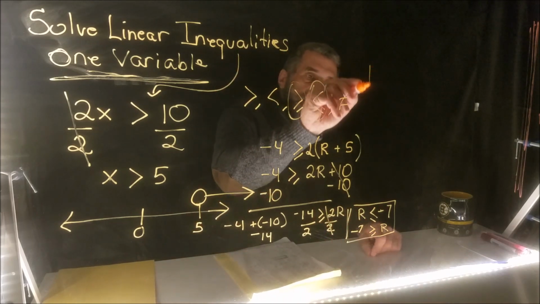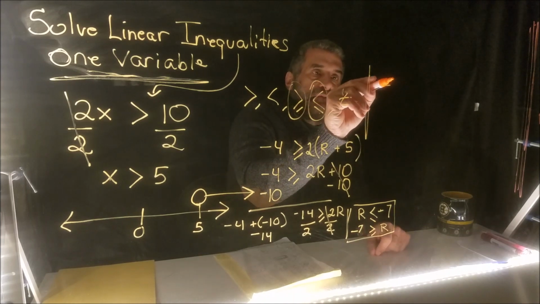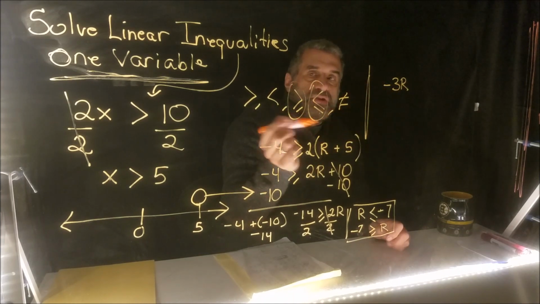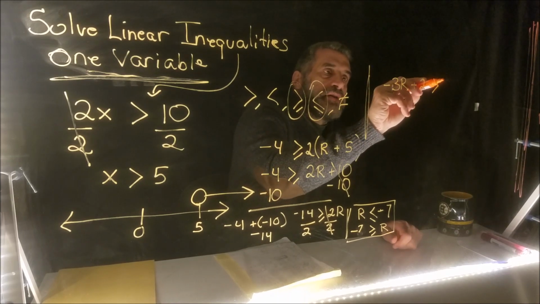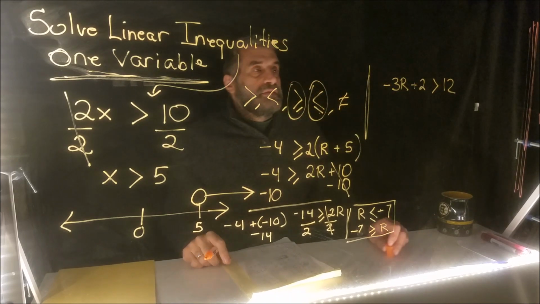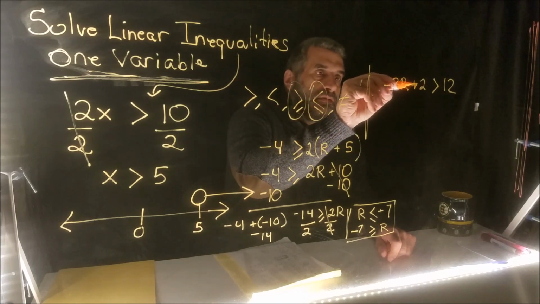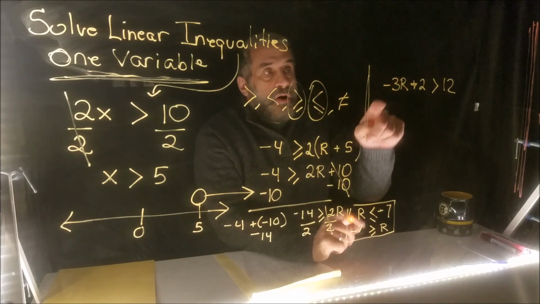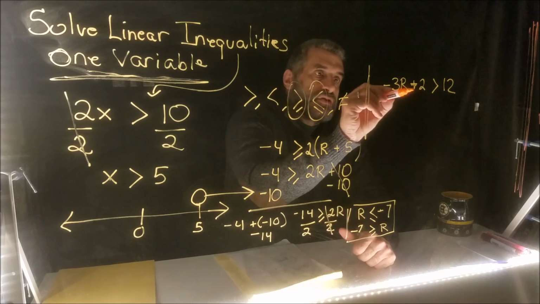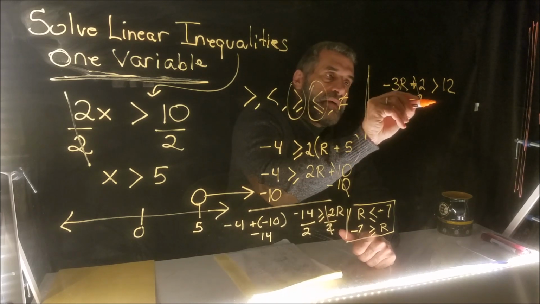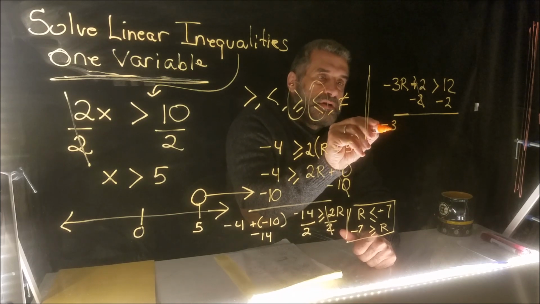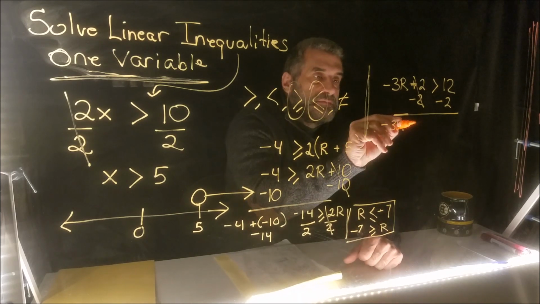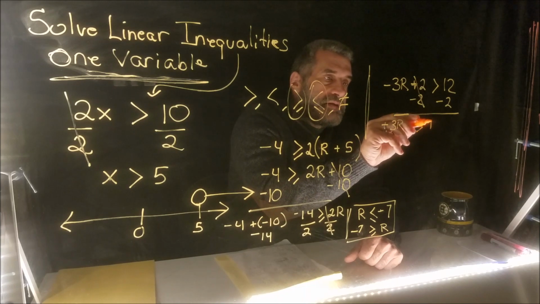Okay, let's do another one here. What if I had negative 3r, I'm using r today, who knows, plus 2, and we'll say it's greater than 12. So how would you do that one? Again, we want the r isolated. So we're going to minus the 2 on both sides. We did the opposite operation. Whatever you do to one side, you do to the other. Bring everything down. Negative 3r is greater than 10.